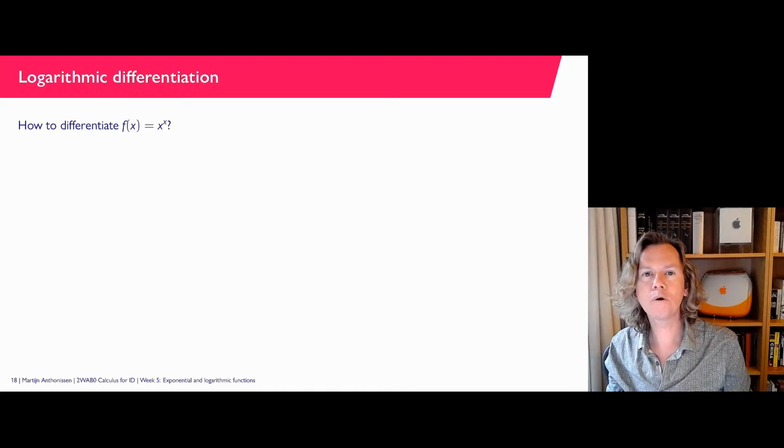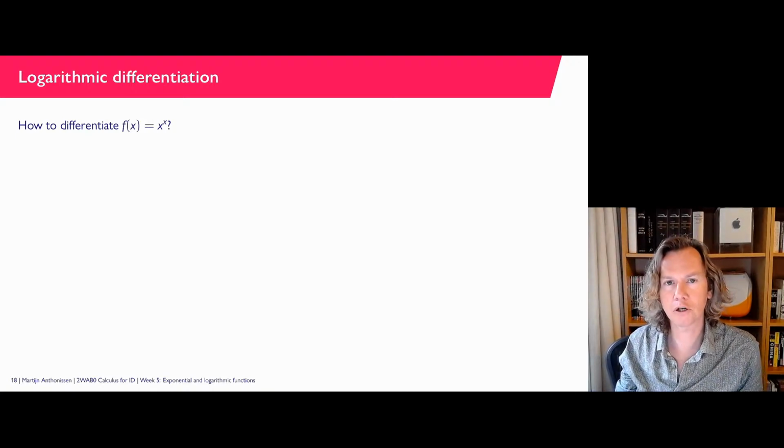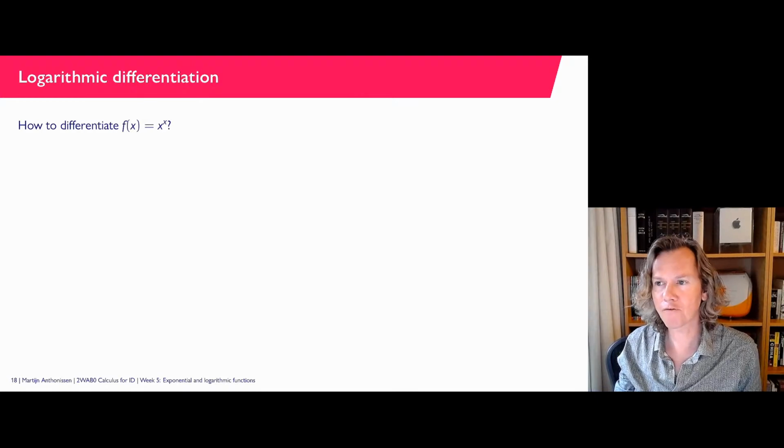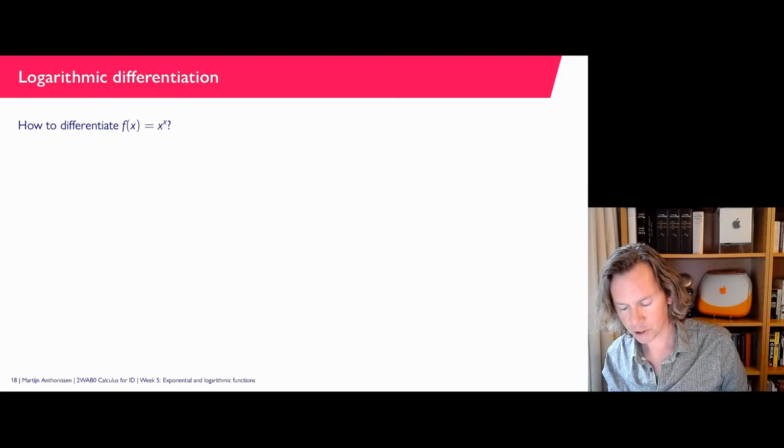So if you want to differentiate this thing, you have to use a trick. And the trick is called logarithmic differentiation. Basically the idea is to get rid of the x in the exponent, because we do not have differentiation rules for an x in the exponent. So let's see how that works.